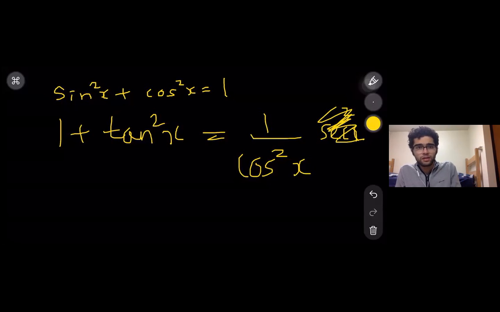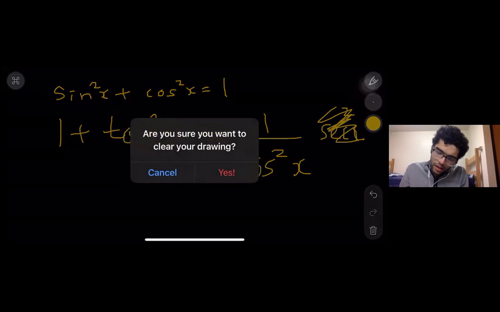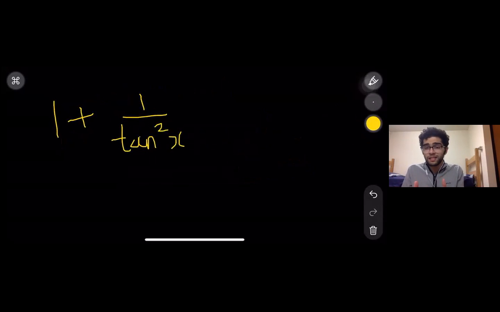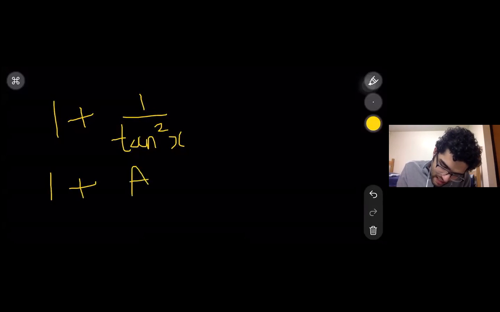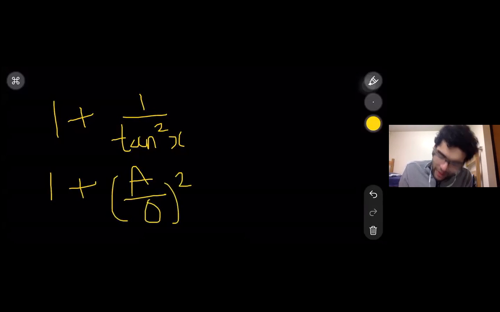Okay, so let's look at the third identity. Let's see what we will get if we do 1 plus 1 over tan squared. So we did 1 plus tan squared and we got 1 over cos squared. Let's see what we will get for 1 plus 1 over tan squared. Let's go by the definition. So this is 1 plus, what was tan? Tan was opposite over adjacent. So the 1 over tan will be adjacent over opposite squared.